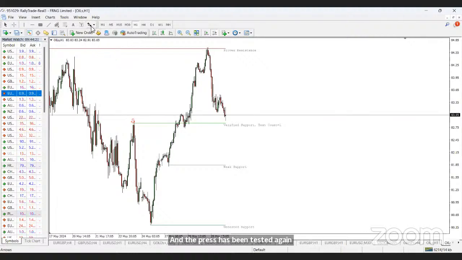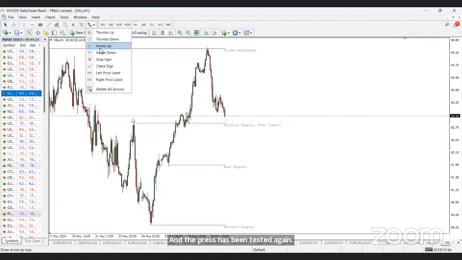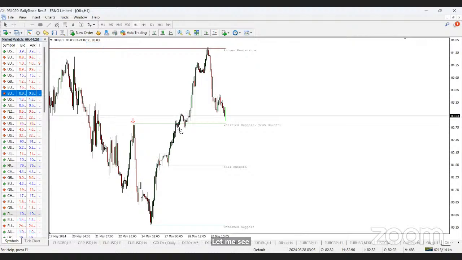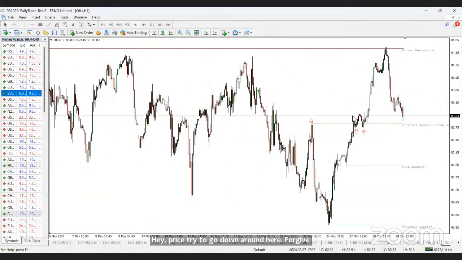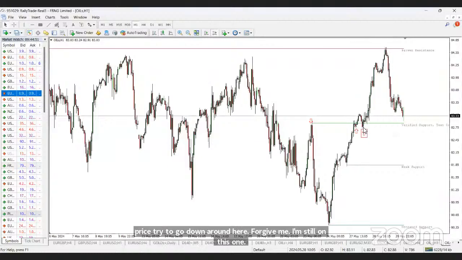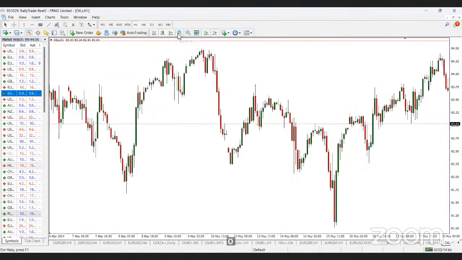Let me see if I can put an arrow up. The area was tested here once and successfully broken above. And again, it was tested around here. What do I mean by tested? The price tried to go down around here. Forgive me, I'm still on H1 on the oil chart. You can see here that the price actually attempted to go down, but it could not.